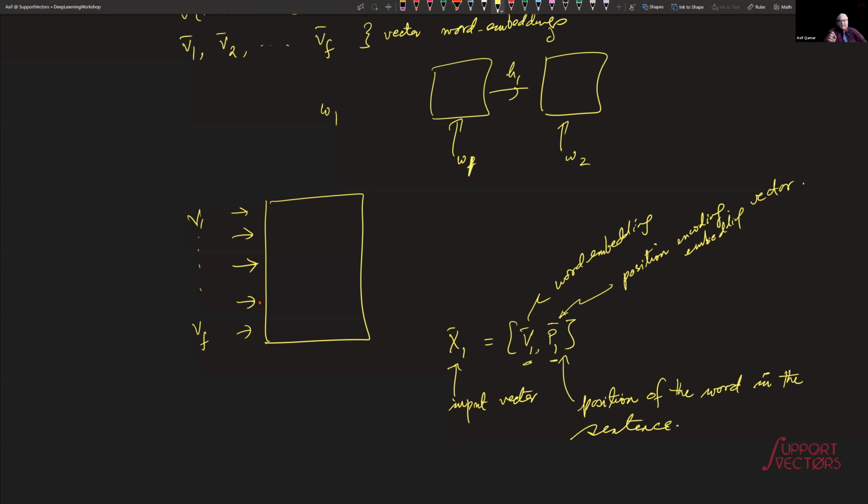The word can be represented. The word is agnostic of the sentence it's in, but where in the sentence it falls is captured by a P vector. And the concatenation of these two, typically what you do is if your word embedding is 512, then your position will also be 512. You give the position embedding vector the same size as the word embedding, and you concatenate them together to create a vector of double the size, roughly.